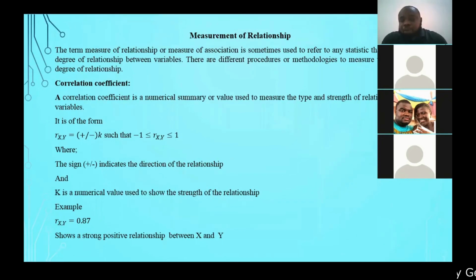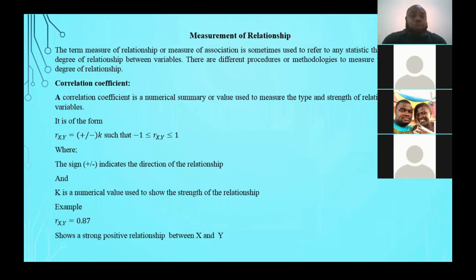There are different procedures or statistical methodology to measure the strength or degree of relationship between variables. And one I've highlighted here is the correlation coefficient. It's a numerical summary value used to measure the type and strength of relationship between variables.